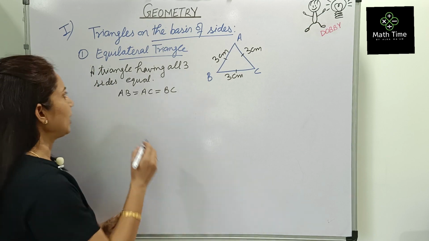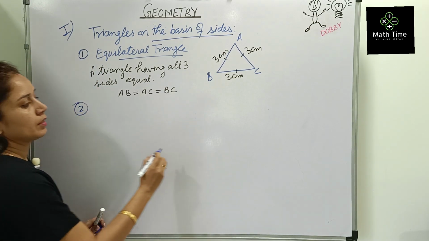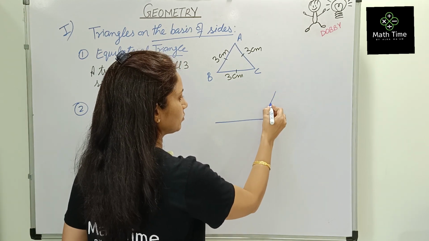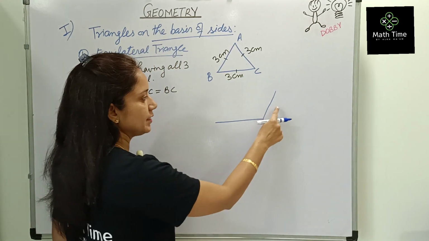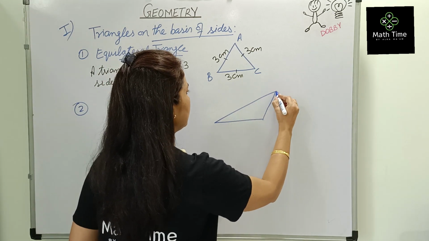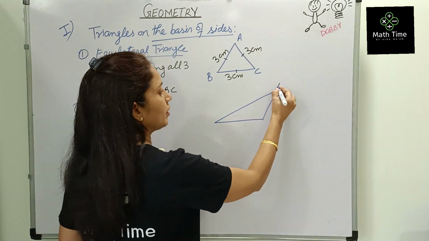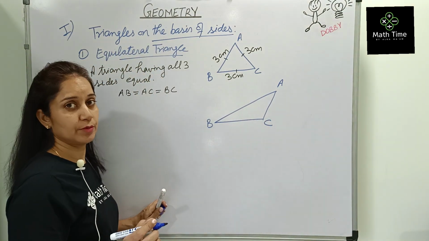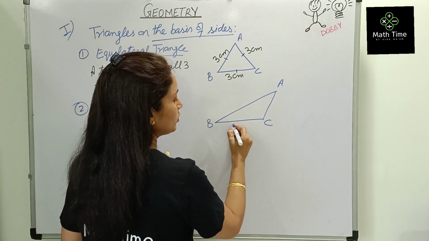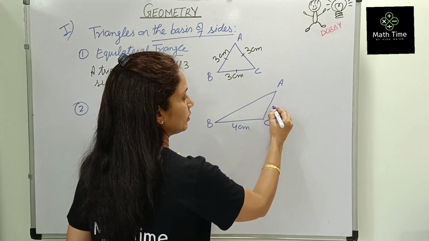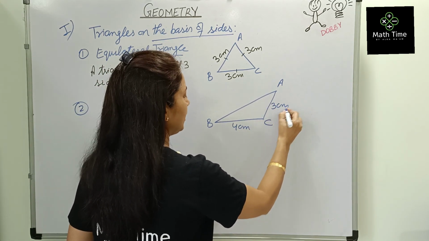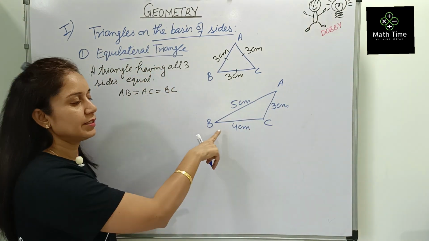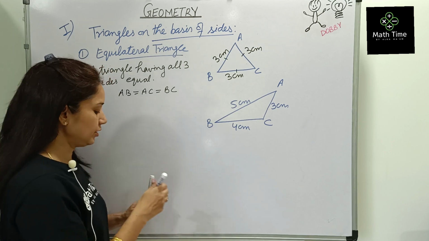Now the second type of triangle is, now see here, I am making one triangle. Here you can observe this triangle ABC that yes, all the three sides are of unequal measurement. They are not the same. Suppose the lower one is of 4 centimeter, the other one AC is of 3 centimeter and the third one is of 5 centimeter. All are of different measurement. Such a triangle is named as scalene triangle.